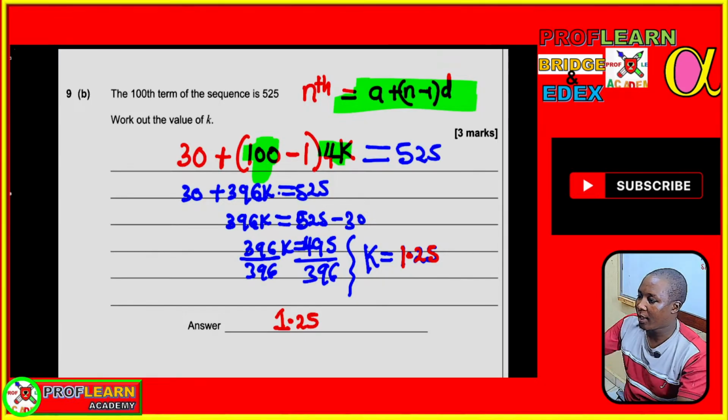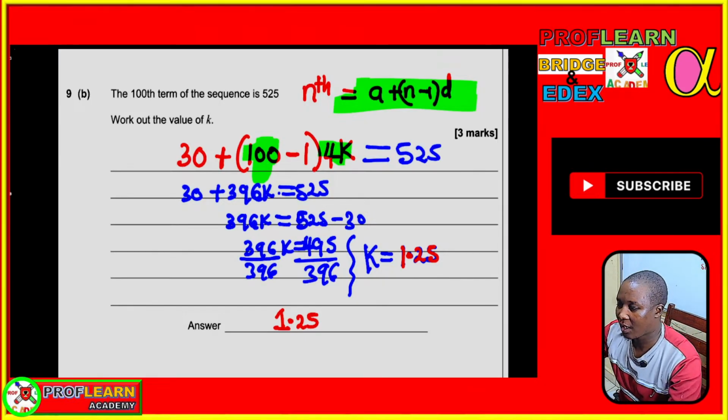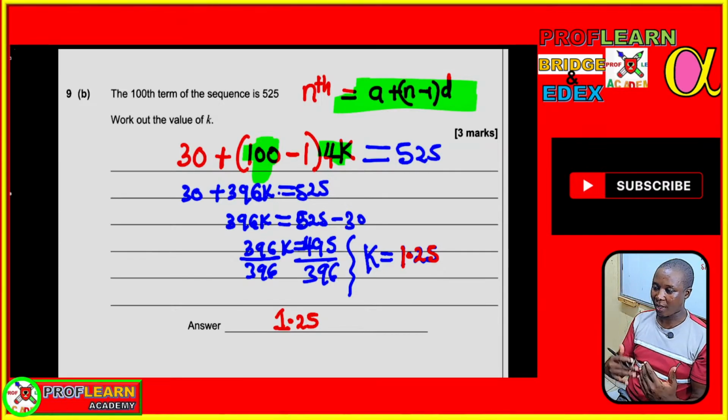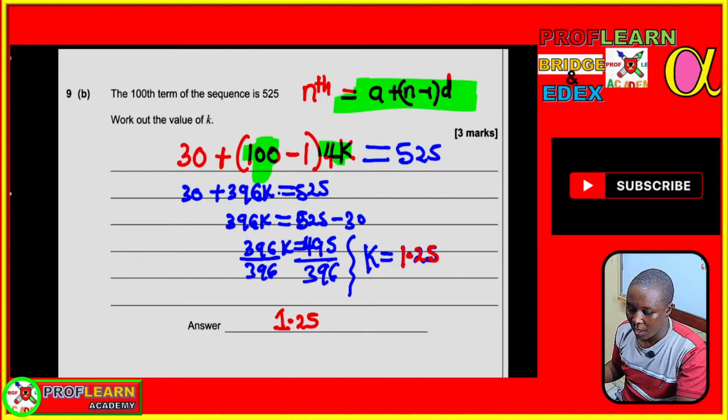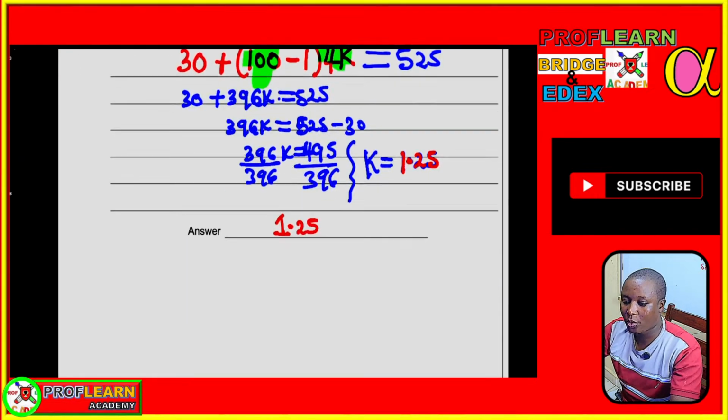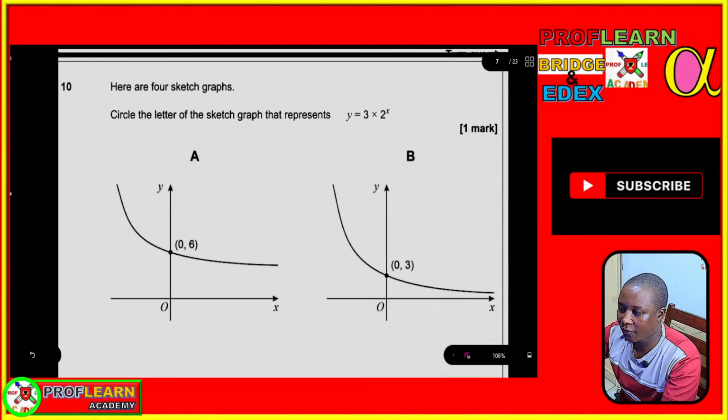This is the AQA Level 2 certificate further math past paper, trying to see how you can work out different questions in this paper as you prepare for that particular exam. Yeah, so you are having a question to do with exponential functions.